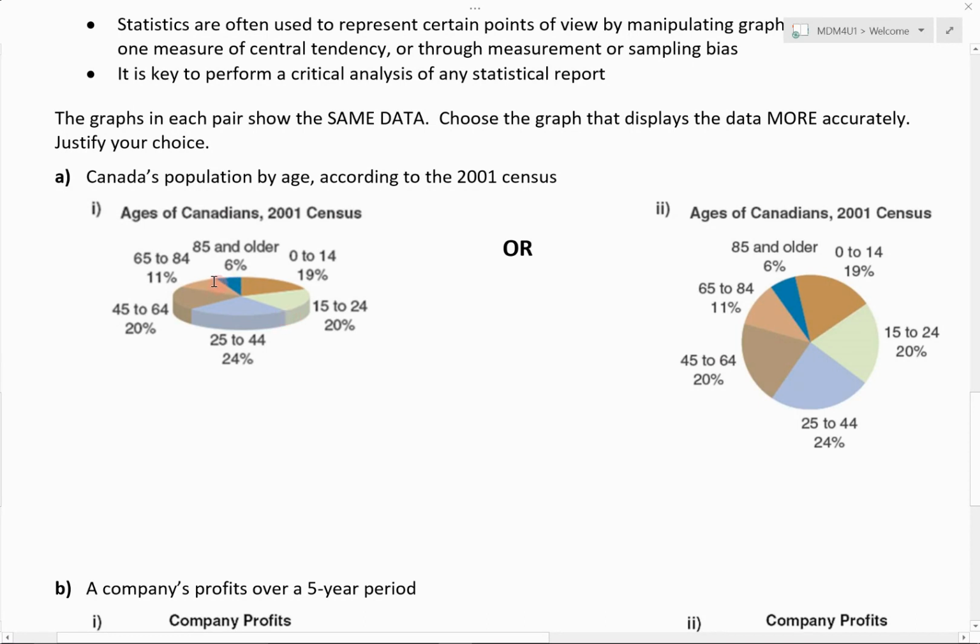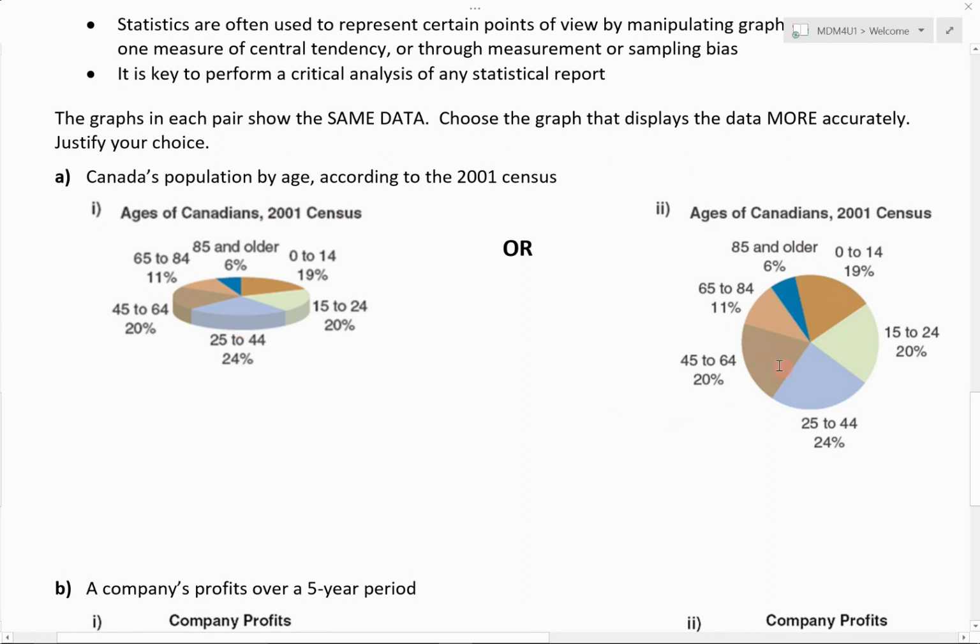Look at the slices of this circle in the back, they appear a little bit smaller. They're skewed to be smaller, whereas the ones in the front, 25 to 44 age range, 24%, that appears a lot bigger than what it should be, right? 24% represents a quarter of the entire graph, but this whole slice doesn't look exactly like a quarter, right? It's a little bit different.